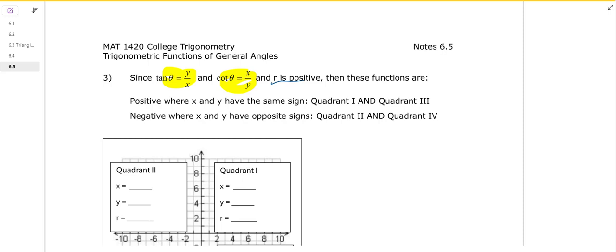This doesn't depend on r. So what you're going to find is you're going to be positive where x and y have the same sign, and you're going to be negative where x and y have opposite signs.